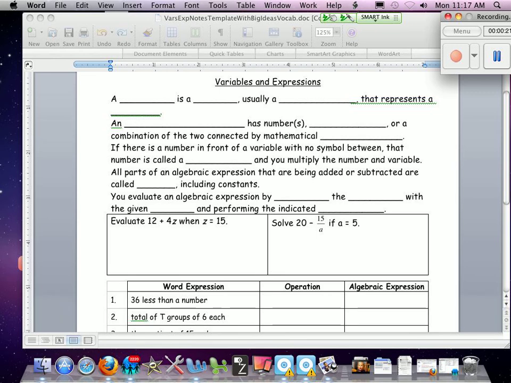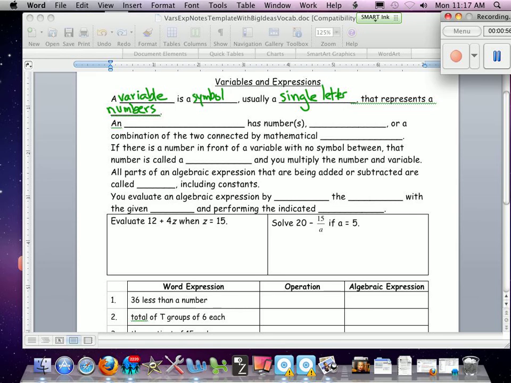But now, instead of a question mark or a box, a variable is a symbol, and usually it's going to be a single letter that represents a number. So back in the old days, you might have had 2 plus question mark equals 5, and you figured out that it was 3. Now it would just say 2 plus x equals 5 or something like that.